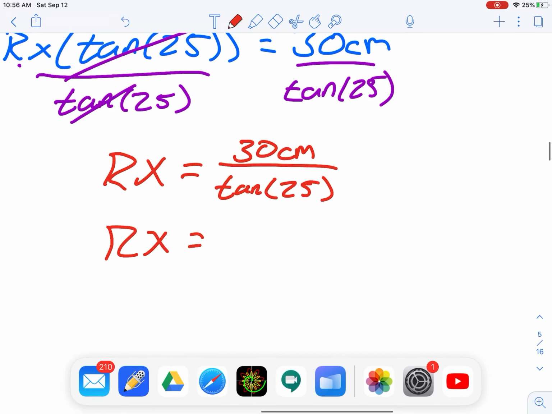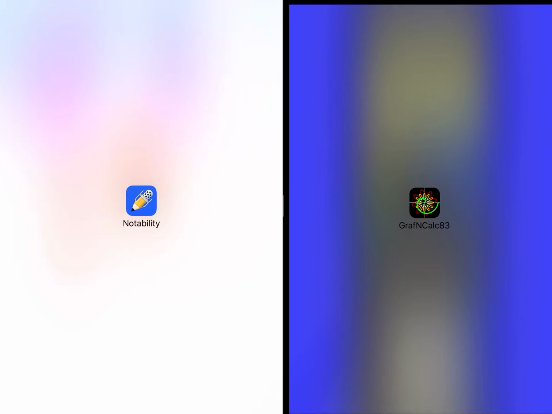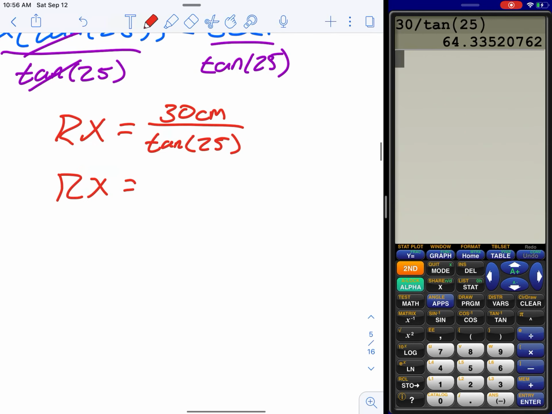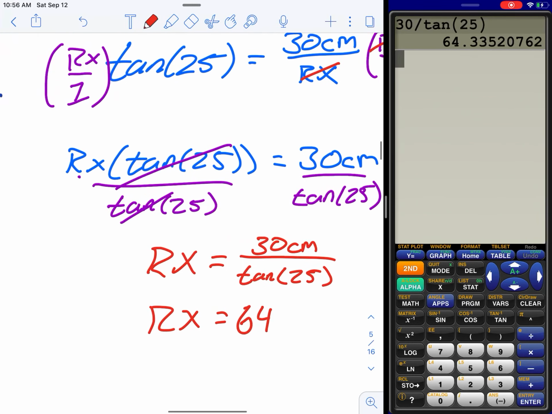Well, let's pull out our calculator. Okay, if we pull out our calculator here, I'll clear everything. I'm going to press 30, dividing. I would honestly suggest practicing plugging this into your own calculator alongside with me. Now we need to press tan. So I'm going to press my tan button. And I actually have my degree, so I don't need to use inverse tan because we're plugging the degree into tan. So tan 25 equals, and now we are getting 64.